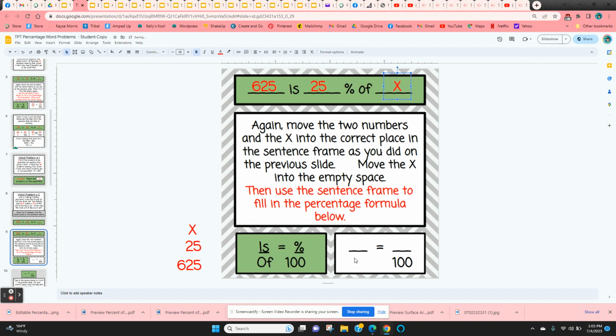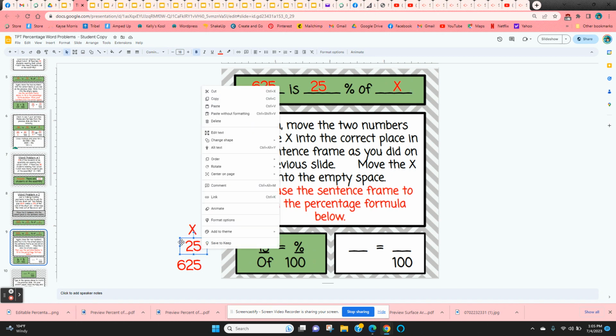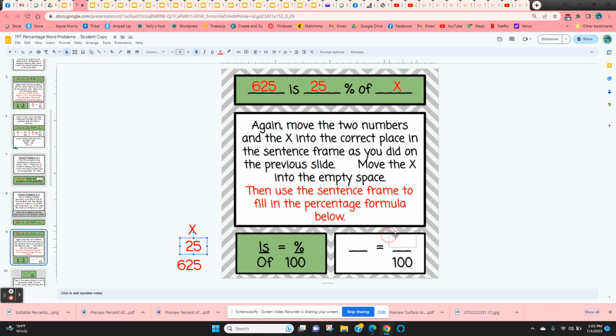And we're going to use the formula is over of equals percent over 100. We know the percent is 25, so we're going to move that here. Is, the number next to is 625. And of is what we don't know. We don't know the total. So we're going to put X here.